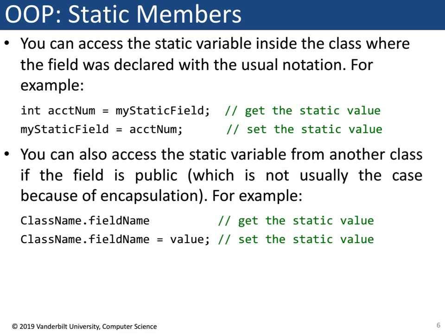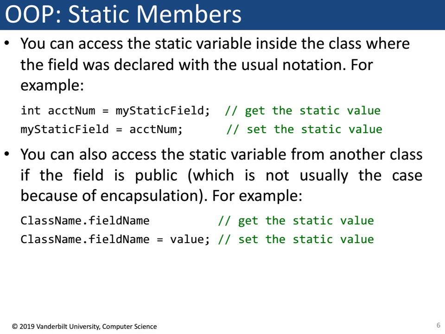So accessing this inside of the class in which it was defined is straightforward. We would be able to say, here's a local variable called accountNum, and we're going to assign it the value which is stored in my static field, which is some static field declared in the class. And we can also set the value using a similar statement where we just say myStaticField is equal to the value accountNum. So accessing and modifying this value is very easy inside of the class.